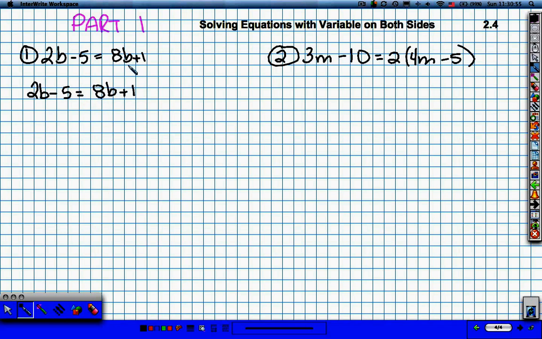So notice what we just did. We just did our thought process. We just determined, okay, what's our line of attack? What are we going to do first? We know we need to move a variable term over in this case. We don't have to distribute. We don't have to worry about anything like that.